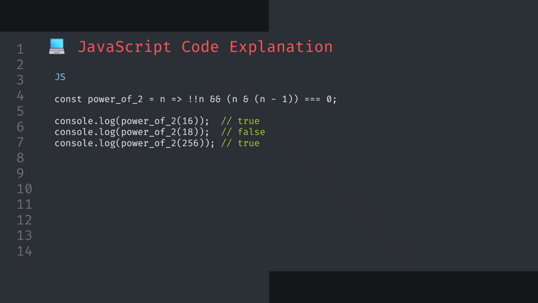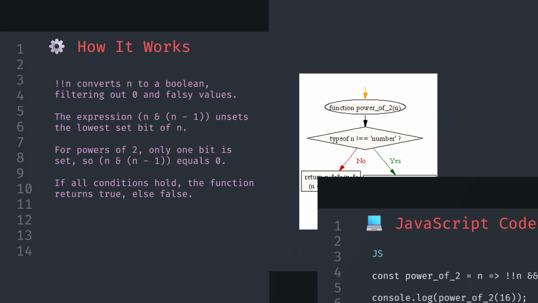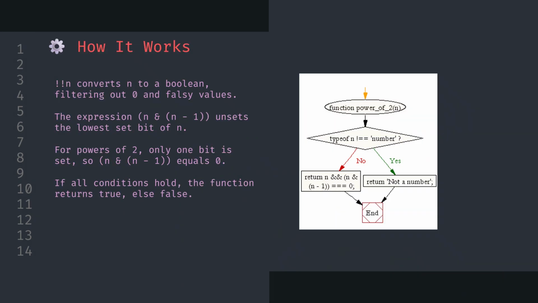Let us understand why this works. This works because powers of 2 have exactly 1 bit set in binary. When we subtract 1, all bits after that flip, so the AND with n clears the only bit set. If the result is 0, it confirms a power of 2. Pretty neat, right?